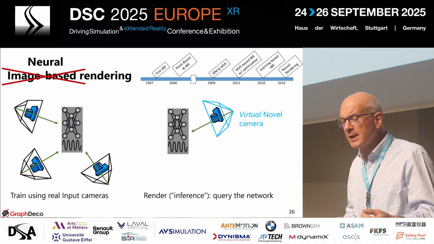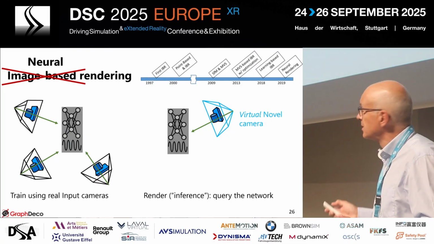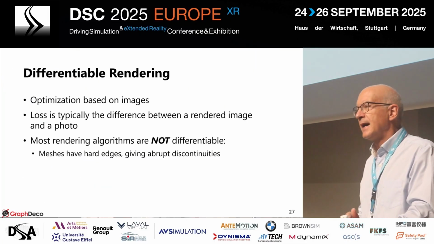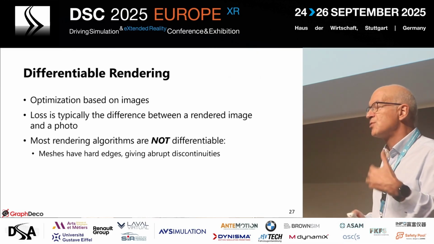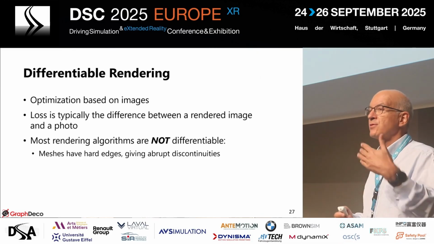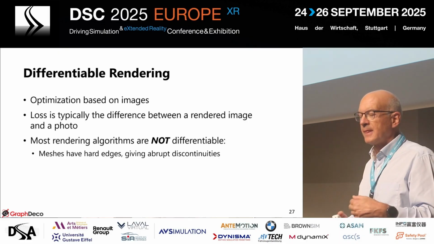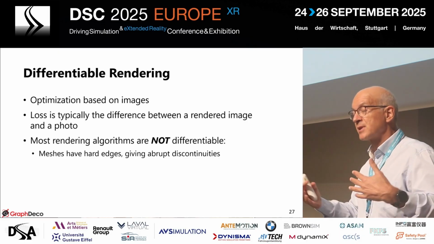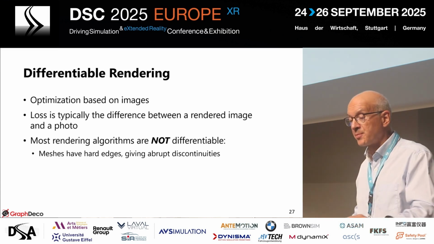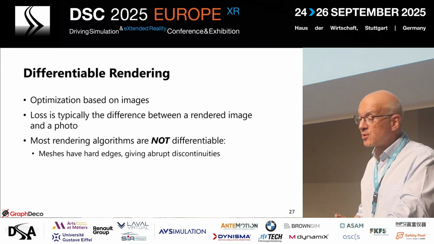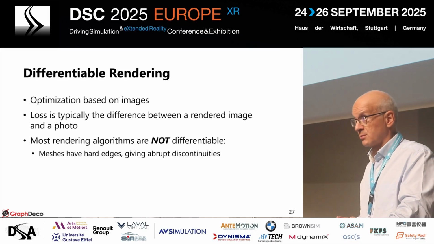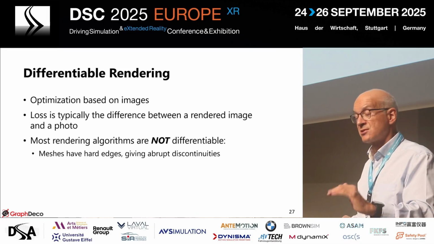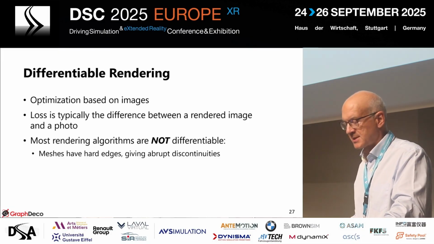So that's all very well, but to do this optimization, you need to be able to have a renderer that is differentiable. And the way that works is that you just compare the output of the renderer with the input image, and then because the renderer is differentiable, you can update the parameters that you need with the backpropagation. The problem is that most rendering algorithms are not differentiable. Meshes have hard edges, which create discontinuities, and this is really, really bad for optimization.